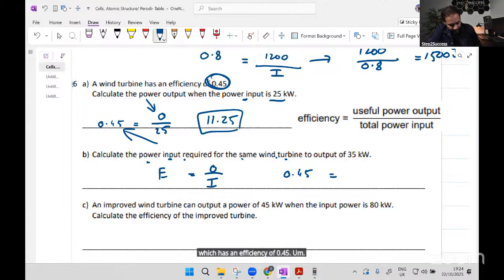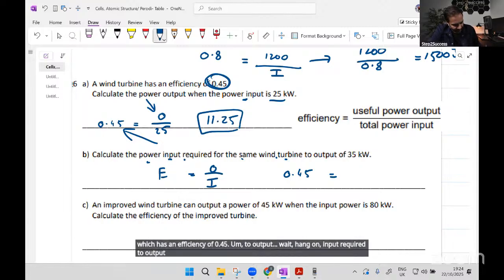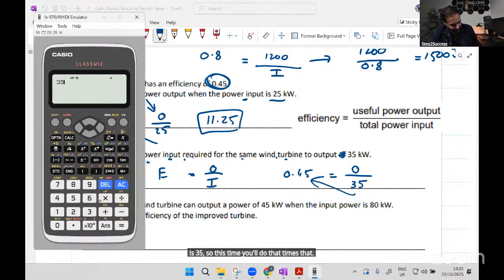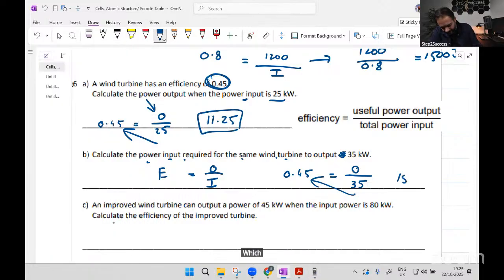Calculate the power input required for the same wind turbine to output 35 kilowatts. So we're trying to, once again, work out the input if the output is 35. So this time you'll do that times that, which is 15.75. Done. Next question.